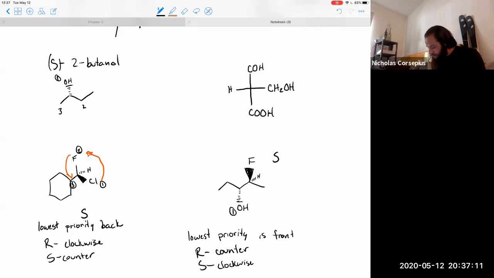So here my OH is 1, this guy's 2, this guy's 3. That's counterclockwise, but again, I'm going to flip my rules, so that makes this R. Cool? All right, now just to be an extra big pain in the ass, go ahead and name that compound for me.